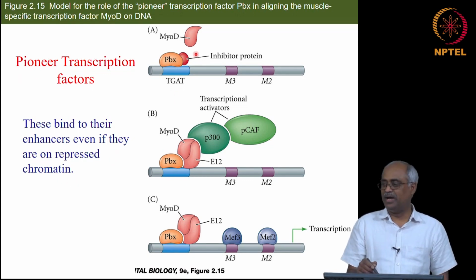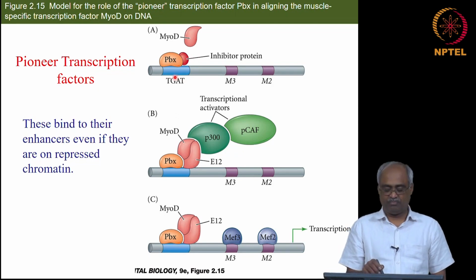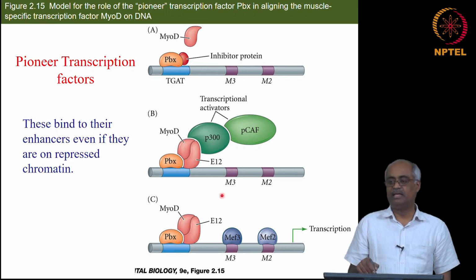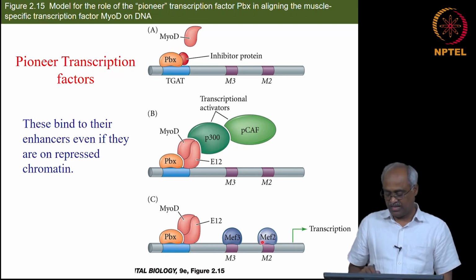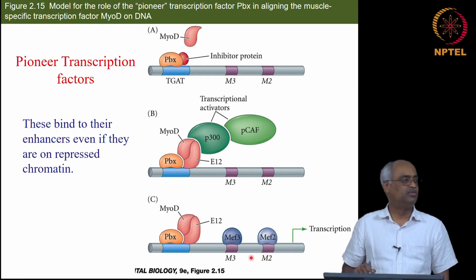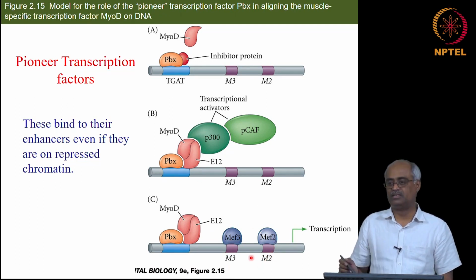And it probably binds to inhibitors bound to that repressed chromatin, but then once this transcription factor binds, it can recruit, for example the MyoD transcription factor, which comes with other accessory factors that help in really activating the transcription finally, and open up the place so that MEF3, MEF2 etc. can come and bind to their respective enhancers and initiate transcription.